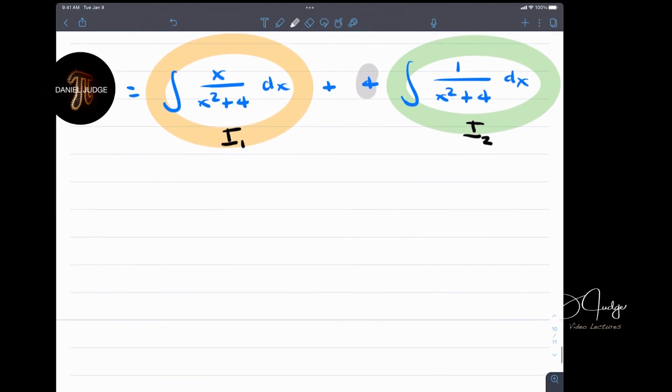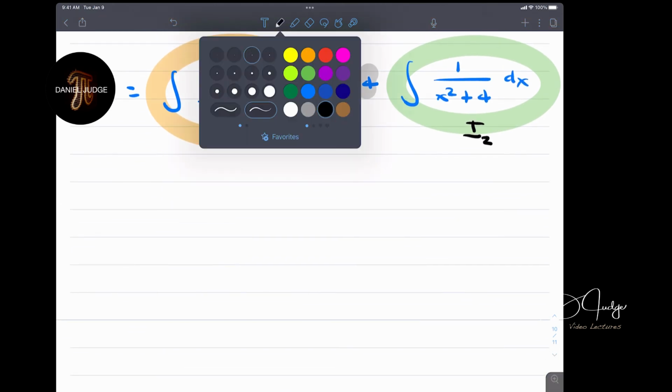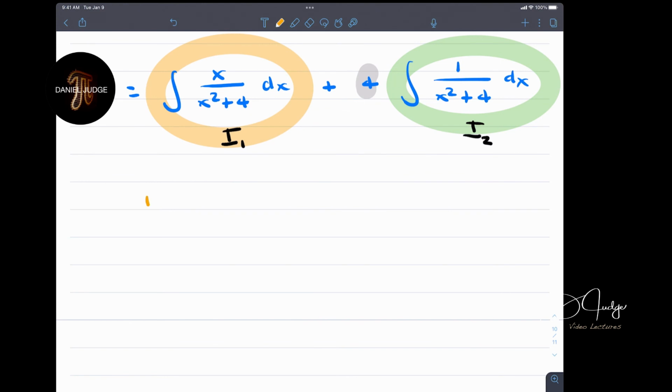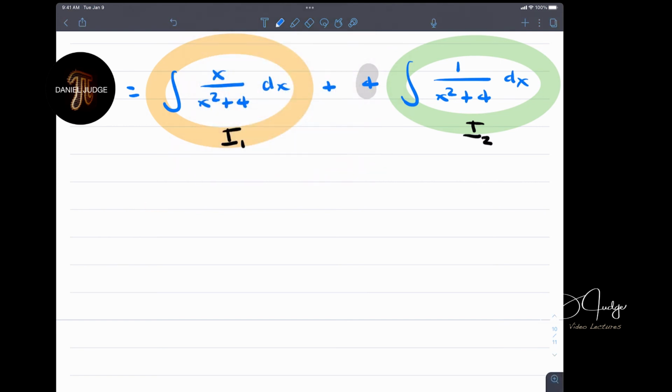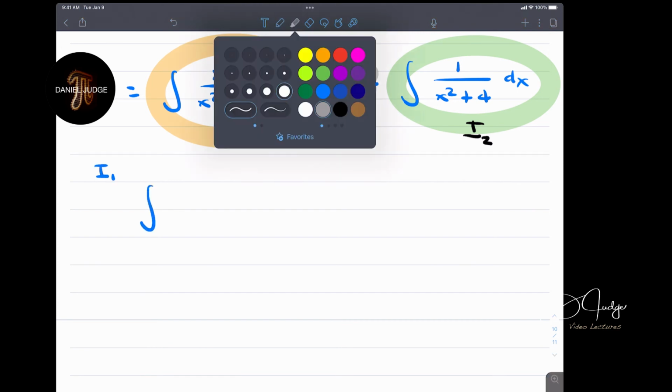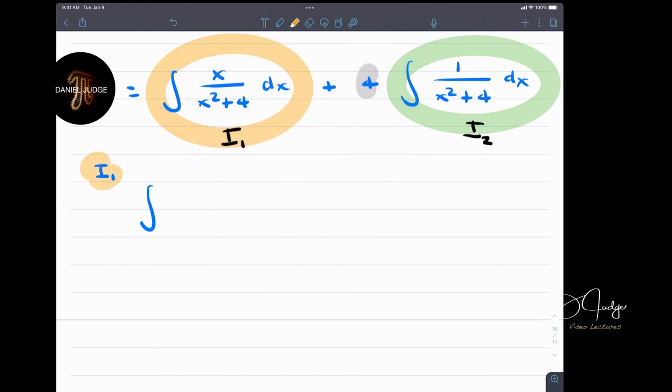Now I'm going to recommend you guys do these integrals separately. So integral 1. I don't know if you could even see that one. Let's keep it with blue. So I'm going to do the first one. Integral 1, I'll put I1 here. We'll shade that one. x over x squared plus 4 dx. Now the denominator, here's what we're going to say. We're going to let this whole thing be u. Okay, so this is u.